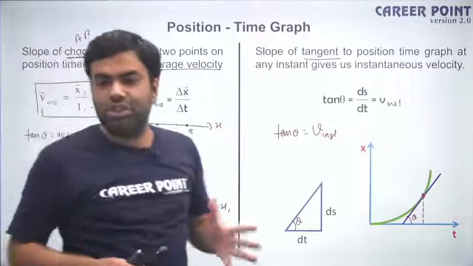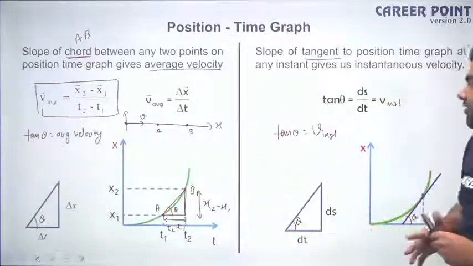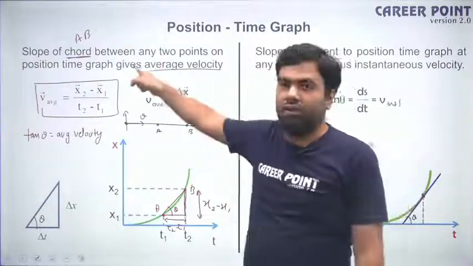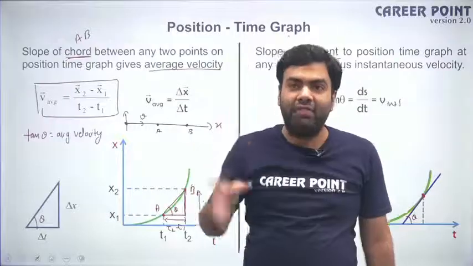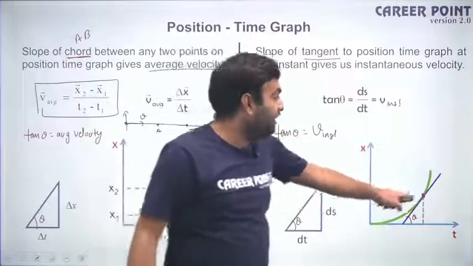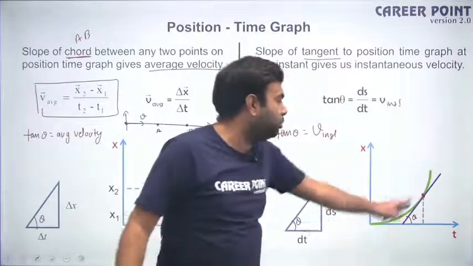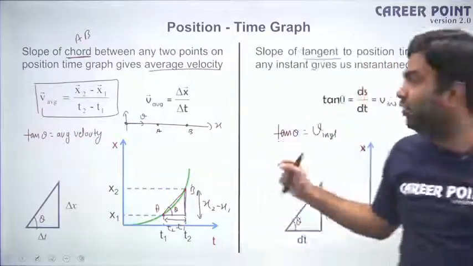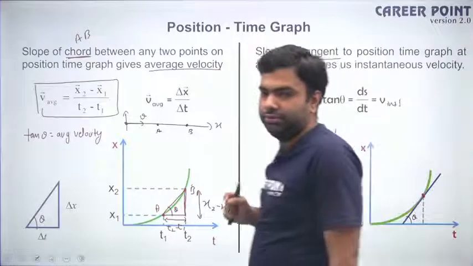So these are position time graphs. If we have a position time graph, the slope of a chord at any two points will give you the average velocity, and the slope of the tangent passing through any one point will give you the instantaneous velocity at that point. Okay, this information is very, very important.